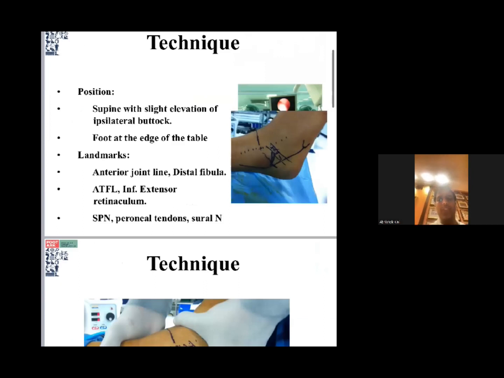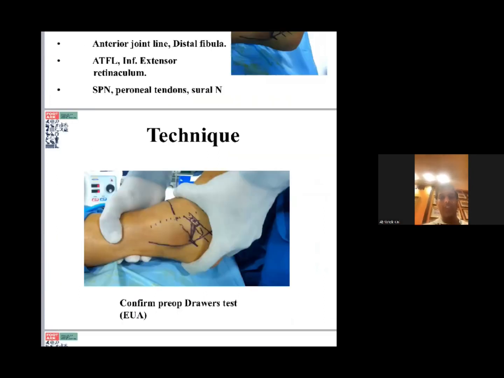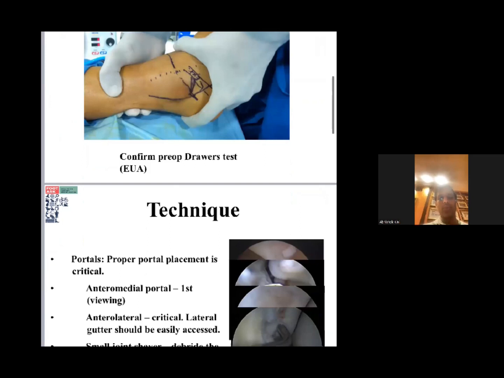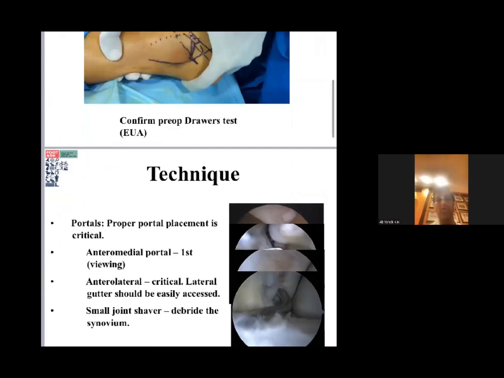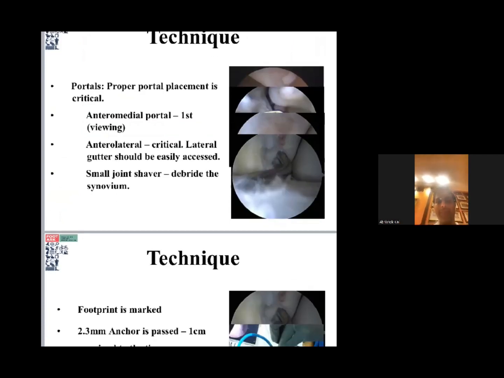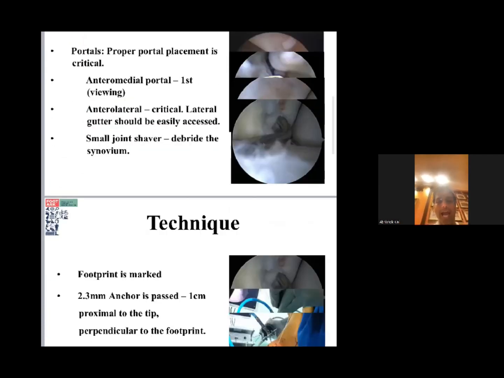In the technique, you first confirm under anesthesia whether the drawer is positive and make portals. Anteromedial is the first viewing portal. Anterolateral is critical. It should show the lateral gutter, which is easily accessible, and you introduce the small joint shaver and debride the synovium. And you can see with my probe that the footprint is bare over there. Once the footprint is marked, you pass a 2.3 anchor 1 centimeter proximal to the tip, which is actually 7 millimeters below the AITFL footprint. You try and go perpendicular to the footprint.